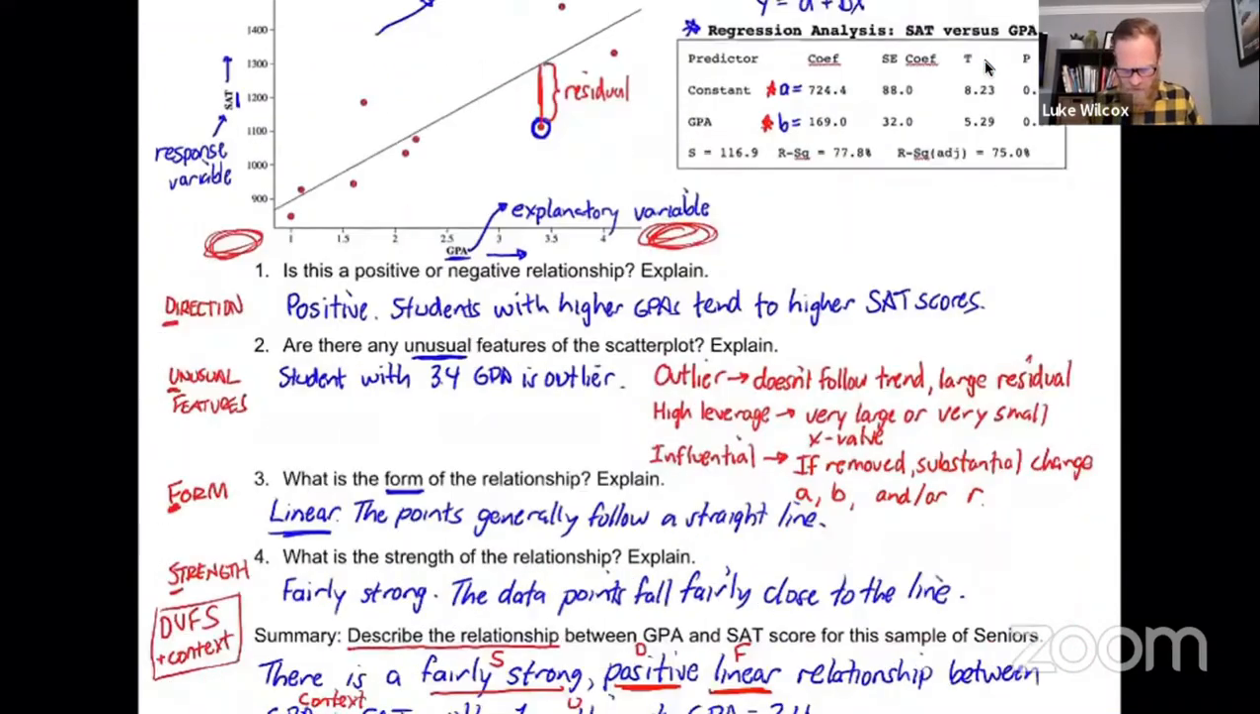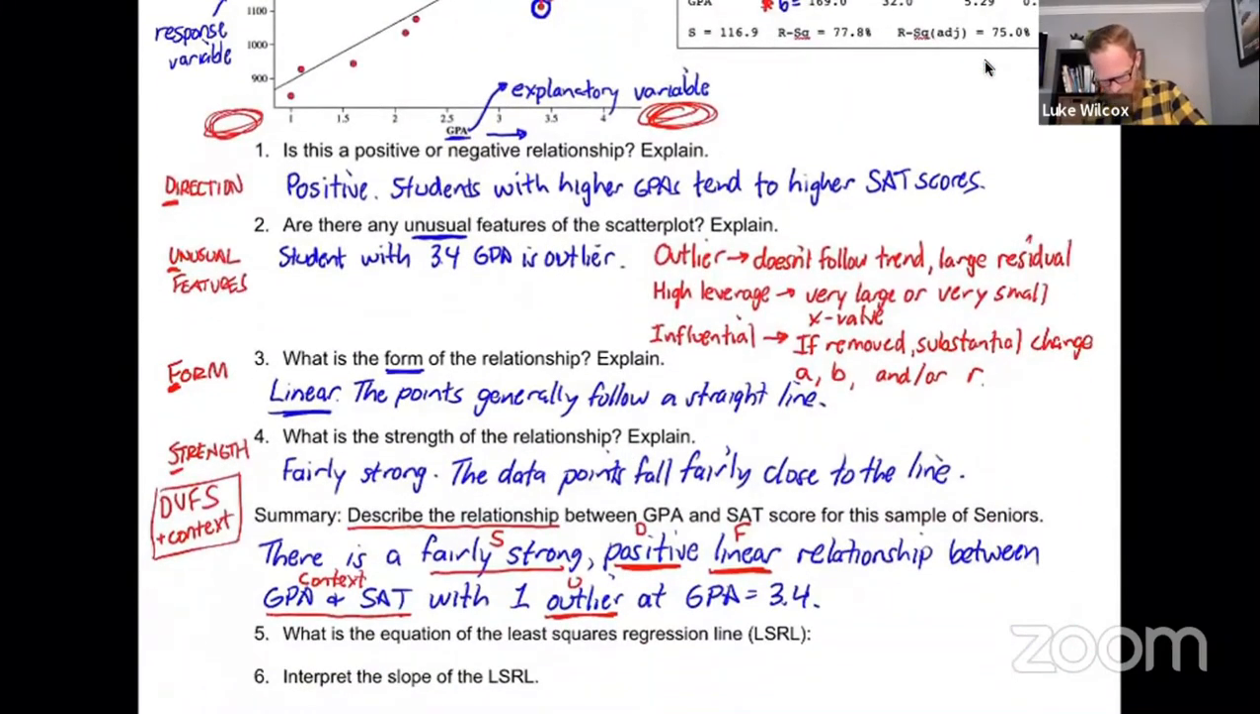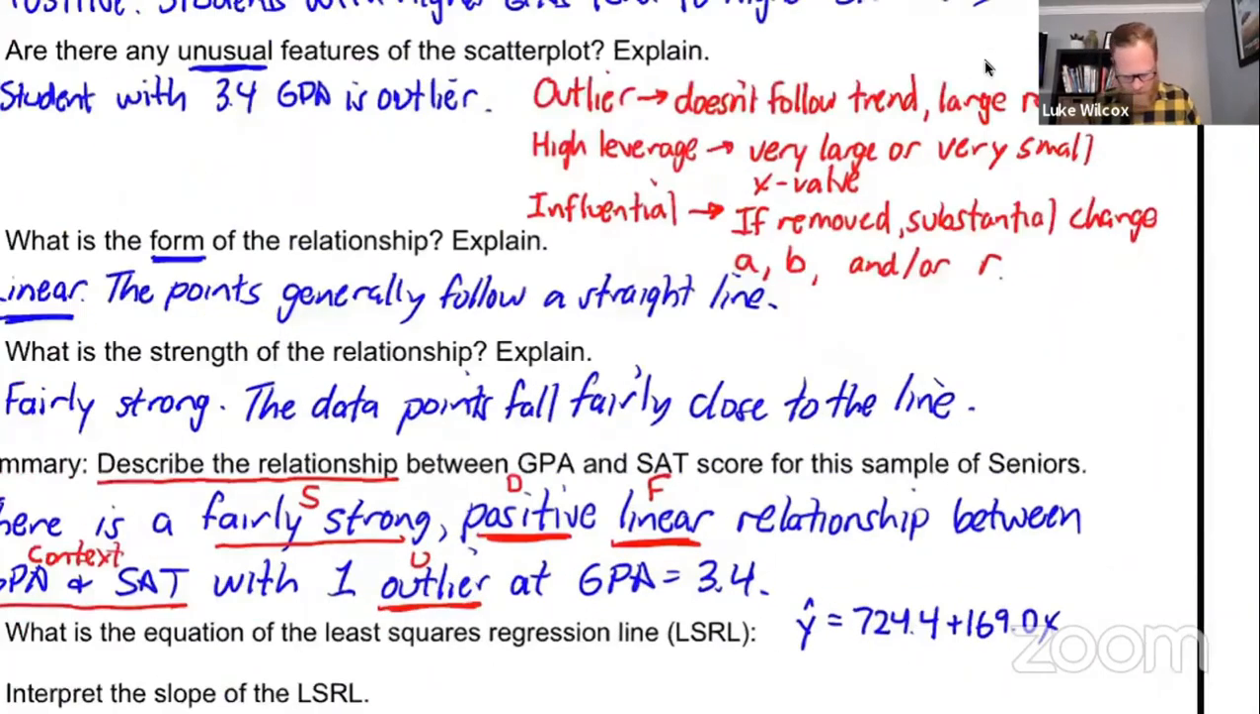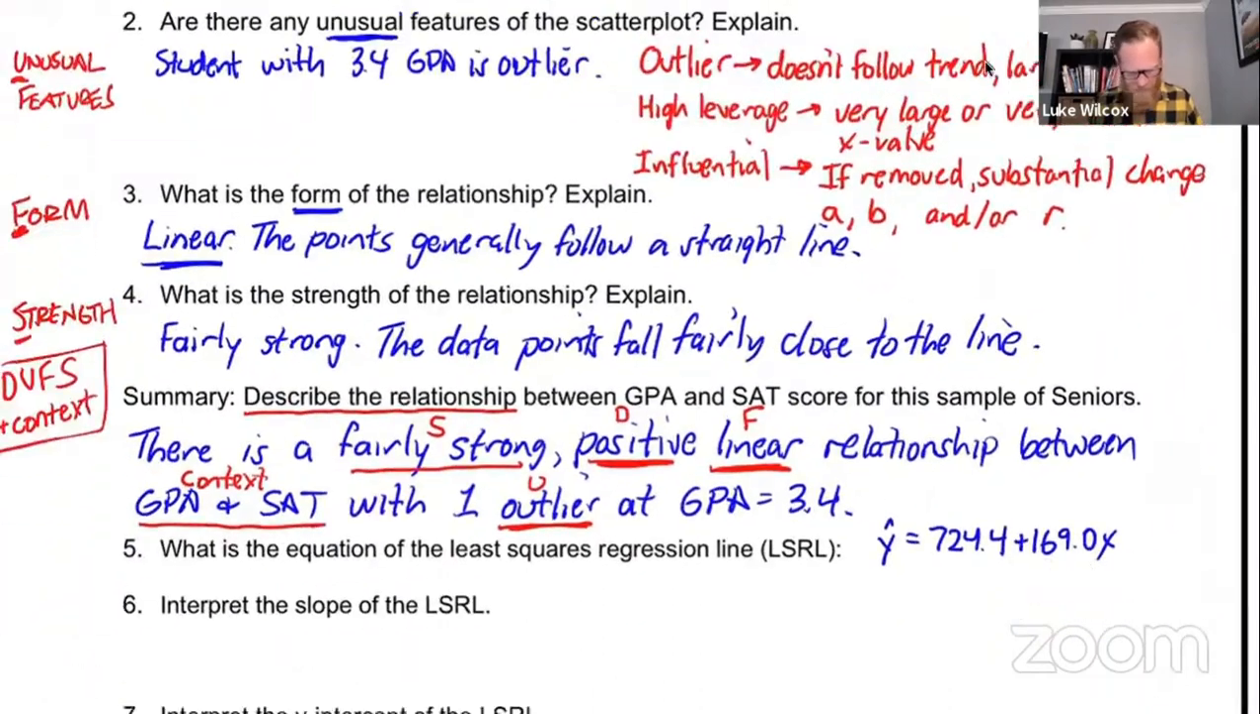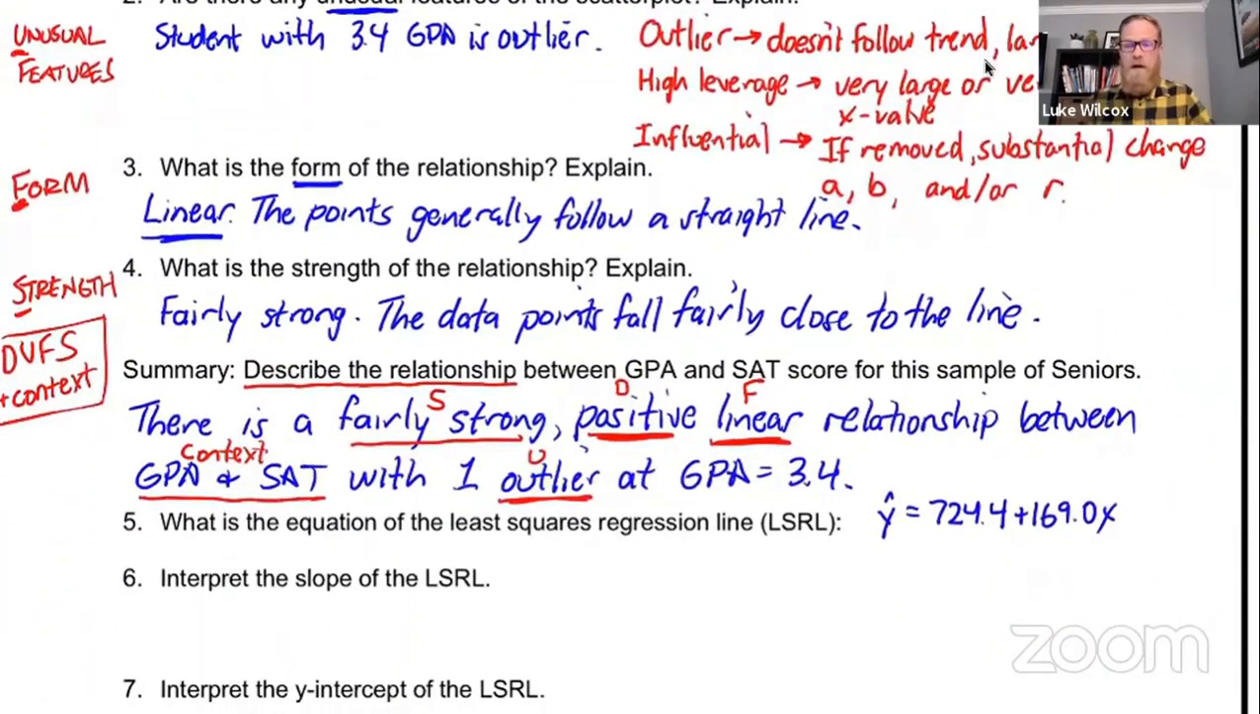And so let's just copy those down here. We've got y hat equals our a value 724.4 plus our b value 169.0 times x. But here's the deal. I'd like to do a little better than that with our equation for the LSRL. I'd like to know what x and y represent in this particular context. So we're actually going to use contextual variables here.